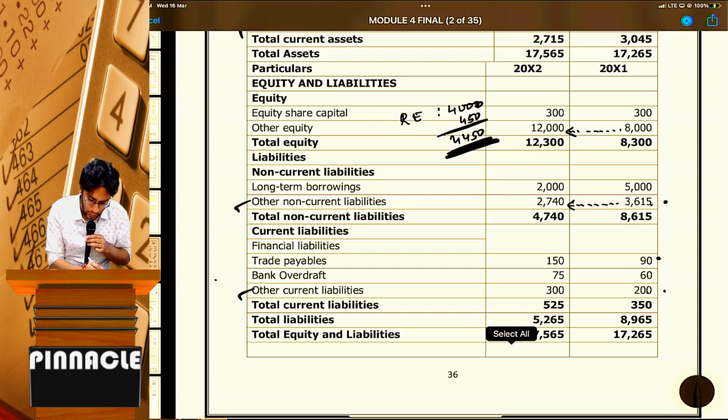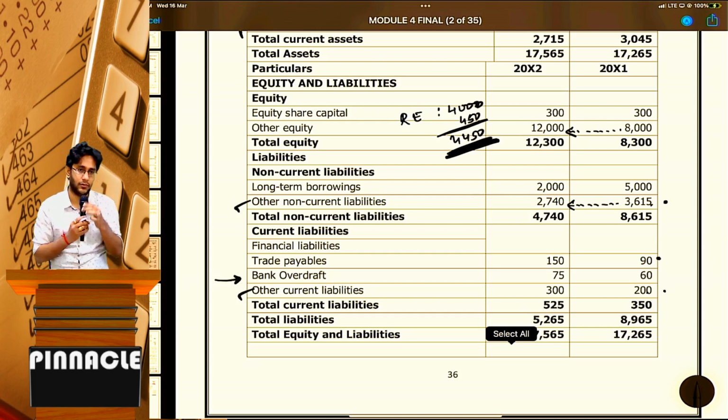Now bank OD is there. Don't touch that. Why? Bank overdraft should be treated as part of cash and cash equivalents. Adjust it in cash equivalents, sir. Opening, closing. Forget bank overdraft.